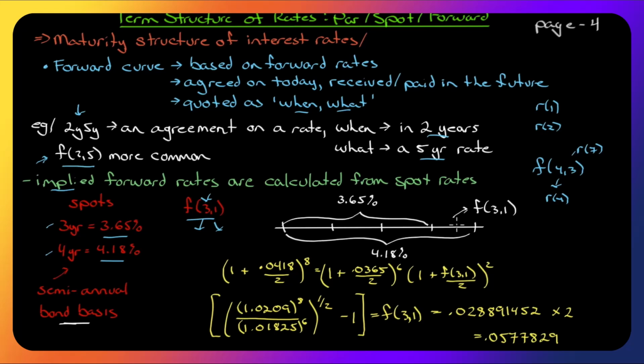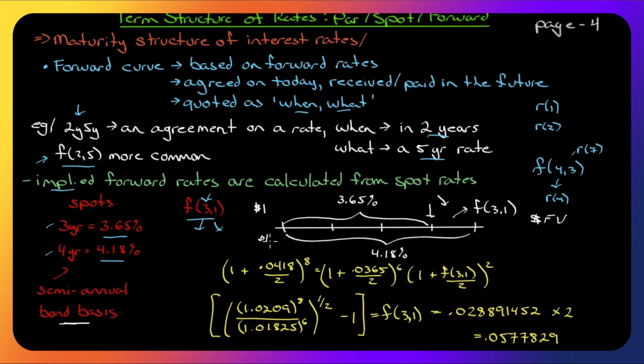And this is how easy it is. We want to make sure that there is no arbitrage. So forward rates are sometimes referred to as no arbitrage rates. That means that there's no free money to make. So let's take $1 and let's invest it for 3 years at 3.65%. At the end of the 3 years, we'll invest it for this 1-year rate and we'll come up with some future value.